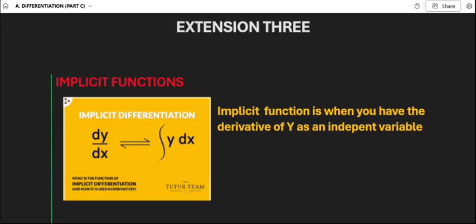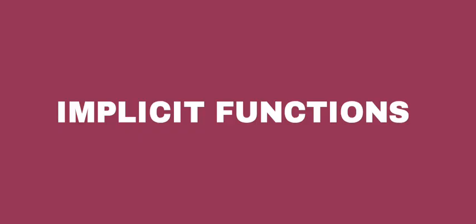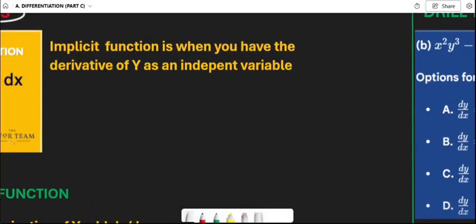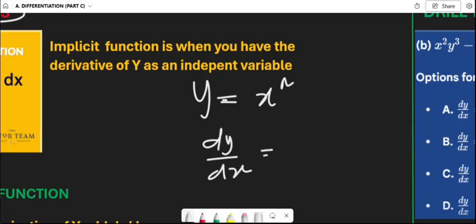Okay, the next thing we are going to learn is referred to as implicit function. Now, what is implicit function? Whenever we talk about derivation, like let's say y equals x to the power of n, many times we usually say dy over dx, and we bring the n to the front, then subtract 1 from the power. In this case, this is called explicit function.